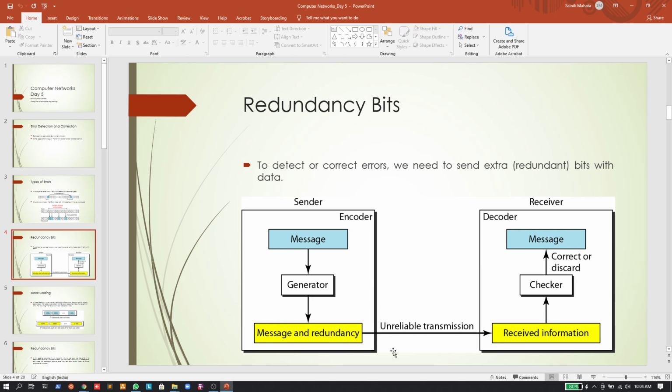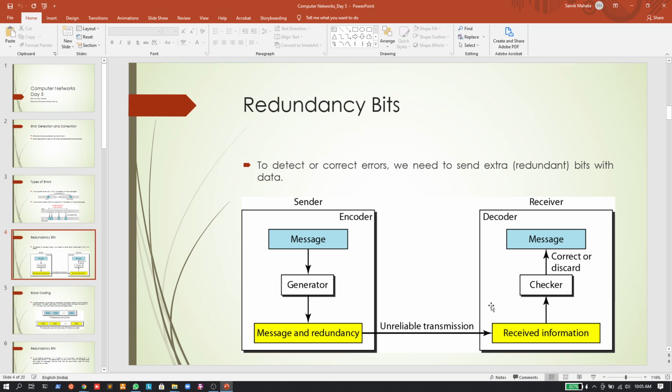Now again, if the message and the redundancy bits are going to the receiver side using an unreliable transmission, suppose the error has occurred, which means some bits have been changed during transmission. At the receiver side, as on the sender side there was a generator, at the decoder side there will be nothing but a checker. Using the redundancy bits, the checker will check whether the data that has come from the sender side is erroneous or not. If it's erroneous, it will be discarded, and if it's correct, the message will be received by the receiver.